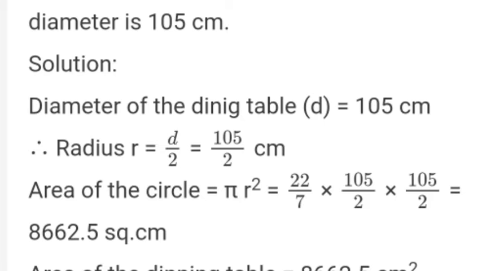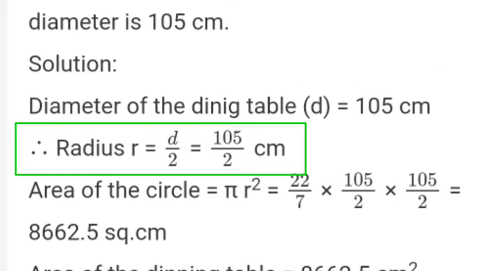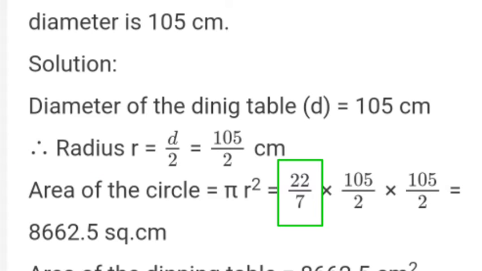In the question they are given that the diameter d is equal to 105 meter. From the diameter we can find the radius by using the formula d is equal to 2 times the radius. From this we can say that the radius r is equal to diameter d divided by 2. By using the value of the diameter here, we get the value of r, which is equal to 105 divided by 2. Also we know that the value of pi is equal to 22 by 7.